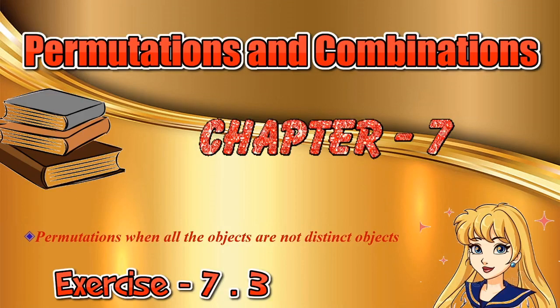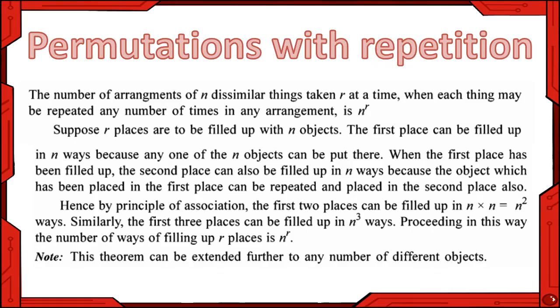So we were doing chapter number 7, permutations and combinations, in which we have already learned and discussed the concept of factorial notation and what is the meaning of permutation, what is the fundamental principle of counting. Now going forward, today we are going to discuss permutations when all the objects are not distinct objects. And then we'll discuss few questions based on this concept.